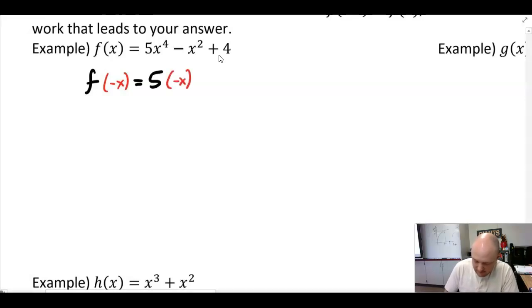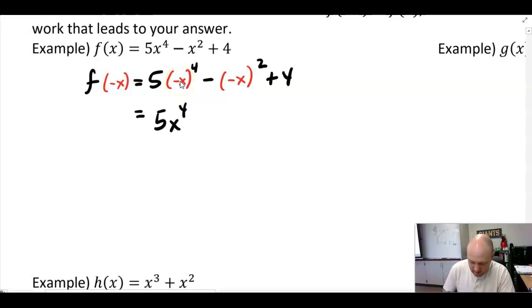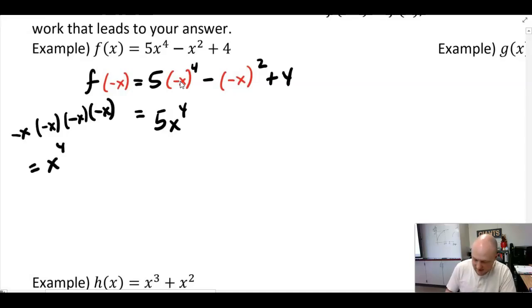5 times negative x to the power of 4 minus x, which is negative x, to the power of 2 plus 4. Now I'm going to raise negative x to the power of 4. Well, a negative times a negative is a positive, times a negative is negative, times a negative is positive. So this is going to give me 5x to the power of 4, right? Negative x times negative x times negative x times negative x gives me a positive x to the 4th.